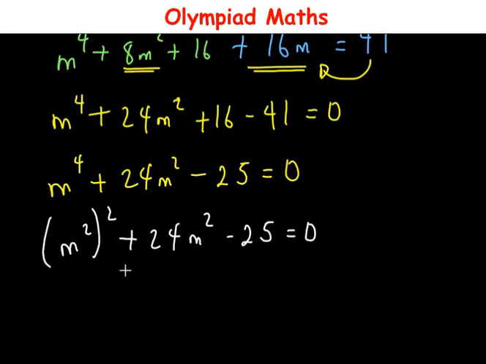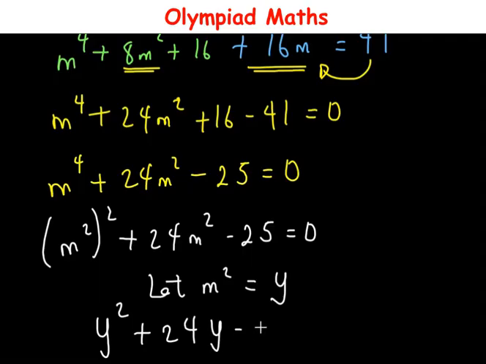At this junction, we're going to say let m squared equal y. So we replace m squared with y. This becomes y squared plus 24y minus 25 is equal to 0. Looking at this, we can solve it with the factorization method.